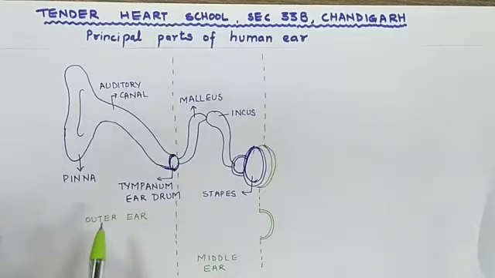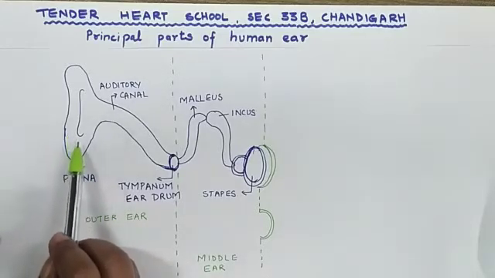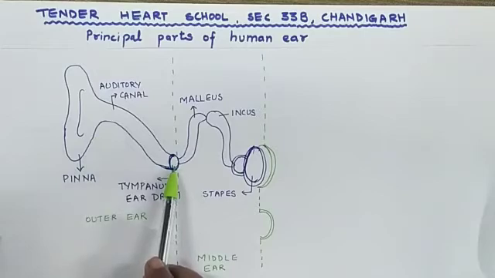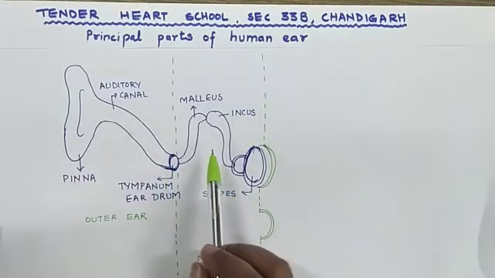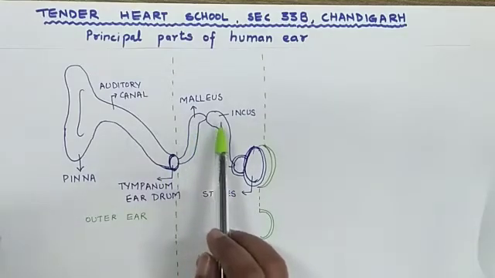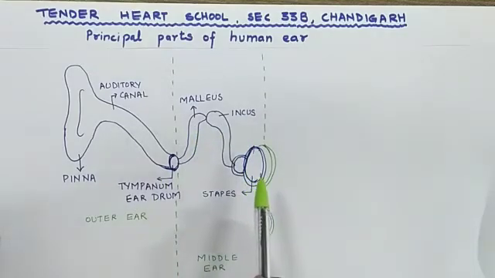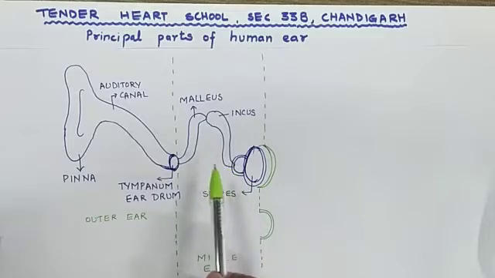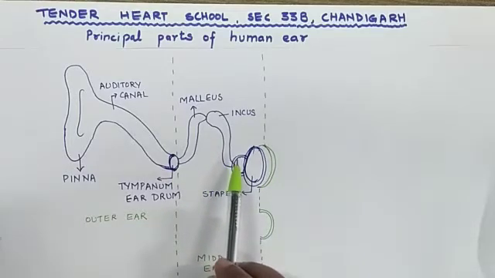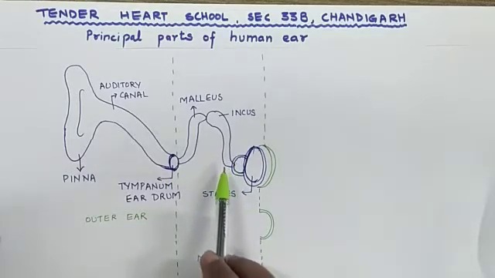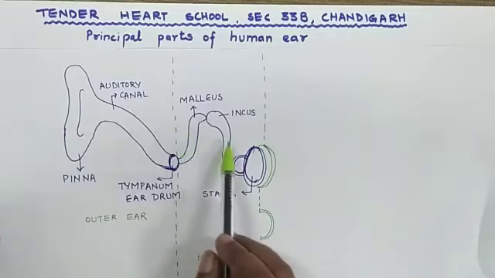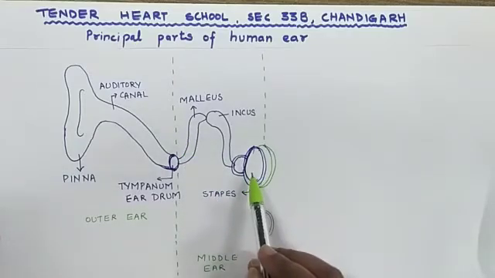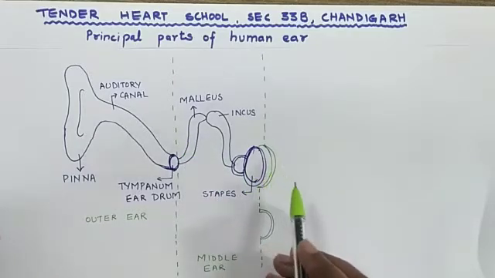Fine. So we have the outer ear. The outer ear has the pinna, auditory canal and tympanum. Then we did the middle ear. In the middle ear we have the three bones, malleus, incus and stapes. These three bones help in enhancing the vibrations. The sound vibrations coming from the eardrum are enhanced with the help of these three bones. The third bone is present over the oval window.